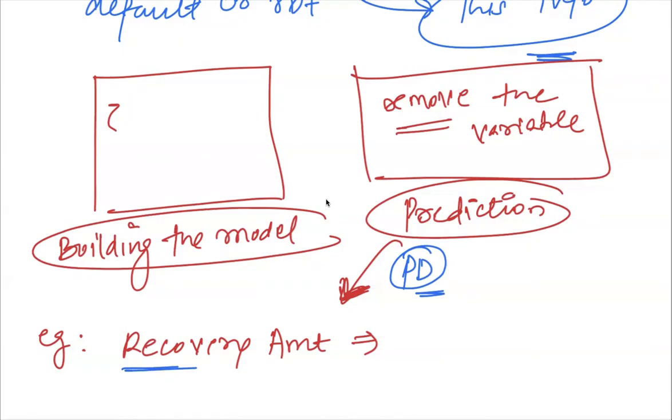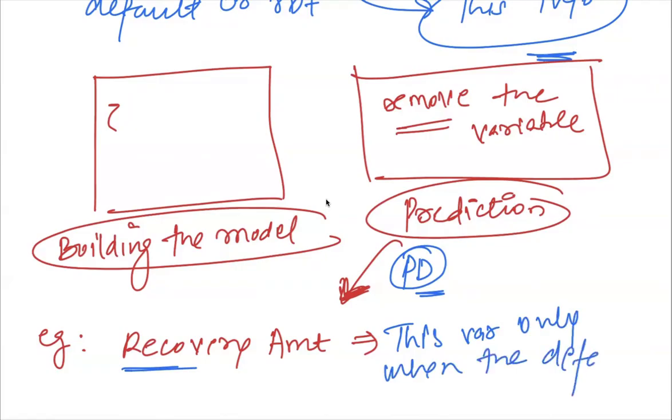The main reason we cannot have recovery amount is that it is known only when the default happens. Recovery amount is how much you recovered after the borrower has defaulted. So you are basically telling the model that this has already happened. This is what I mean by leaky features, which contain information about the future.